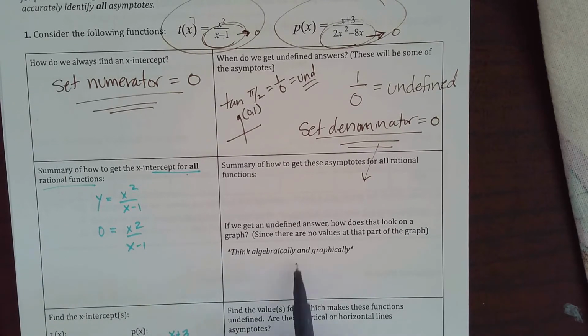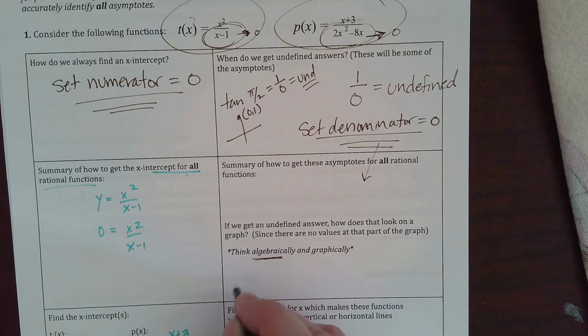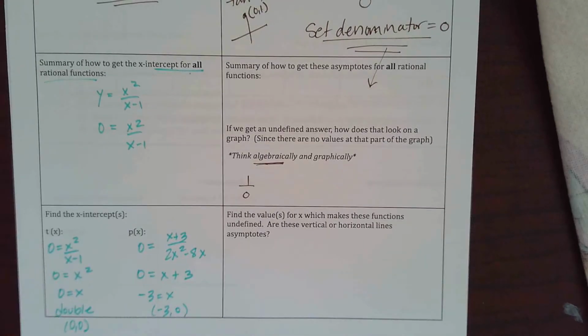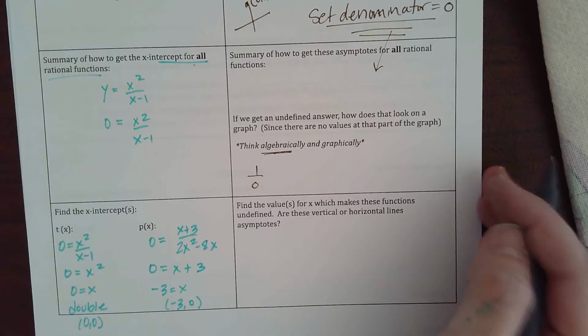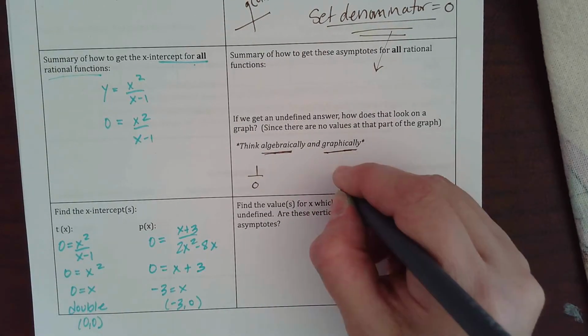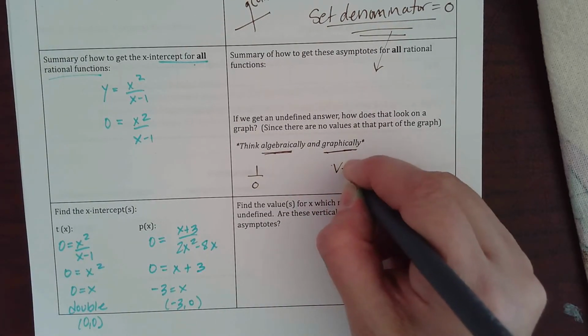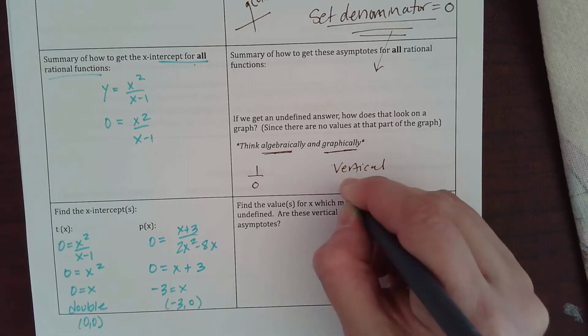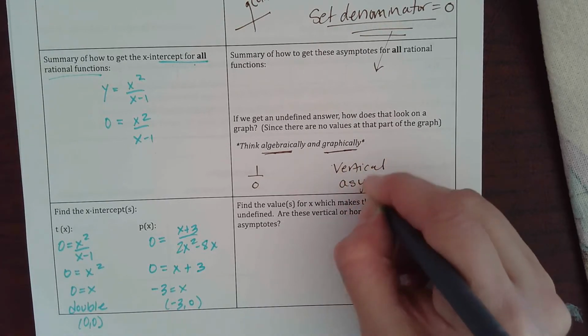And so what we're looking at is undefined. Algebraically, it means when 1 is divided by 0. This is how you get an undefined answer. Graphically, an undefined answer is going to result in an asymptote. I'm going to be very specific here. I'm going to say a vertical asymptote.